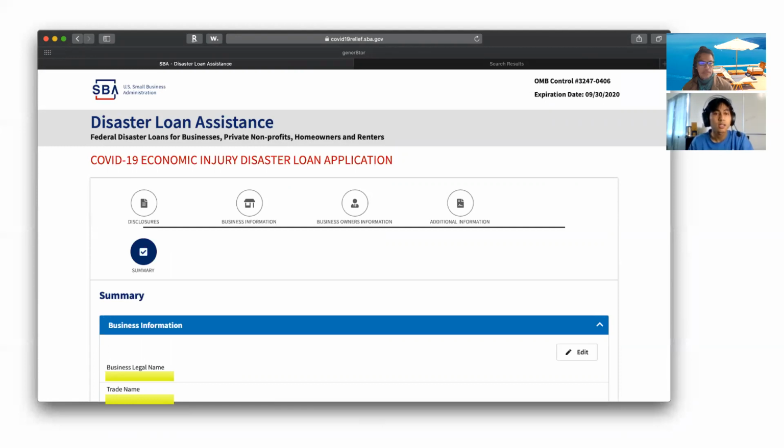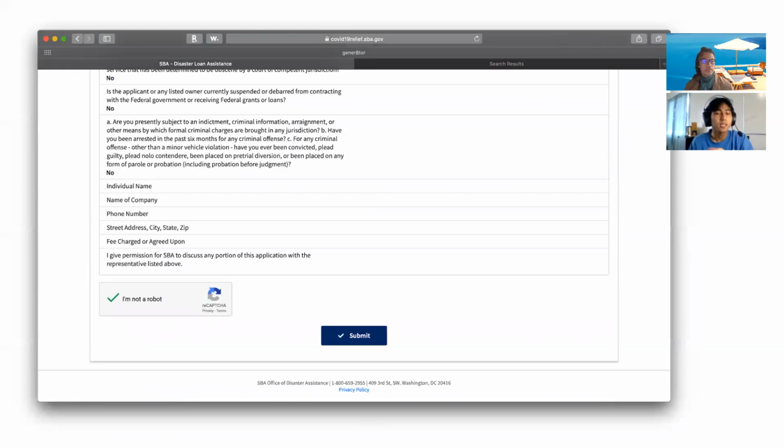Double check. If there's any mistakes, the second step to the process is that a loan officer from the SBA will contact you. From there, he will go through your application, let you know if there's anything wrong, or if you got everything right, or if he needs any additional documents, and so on and so forth. Moving forward.